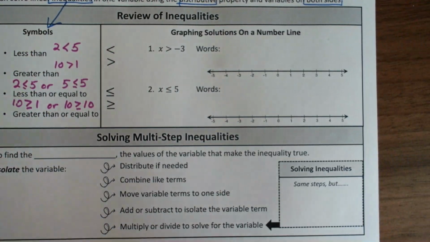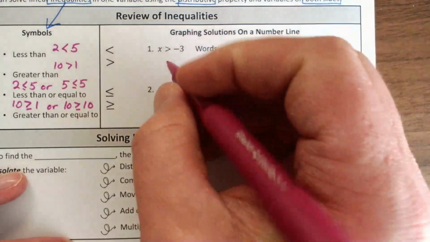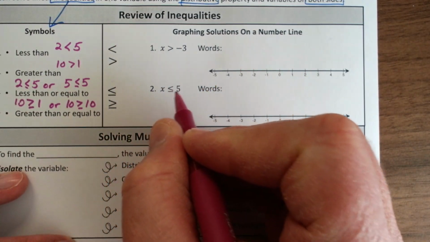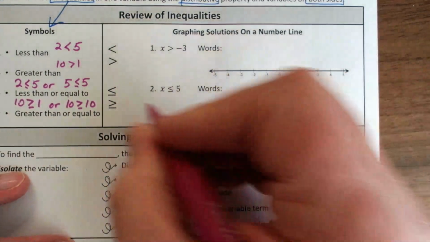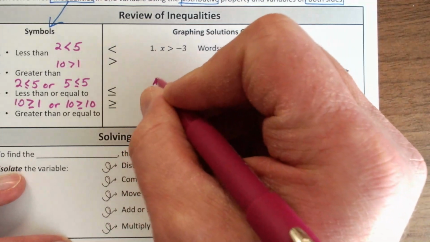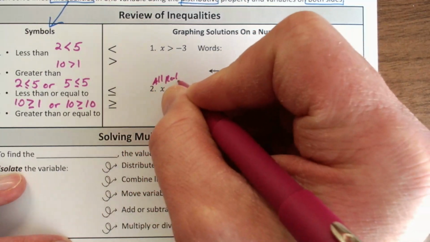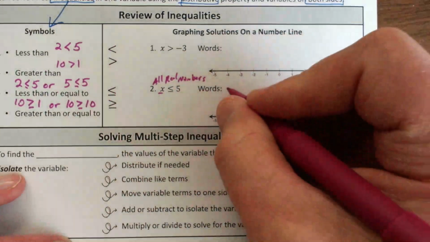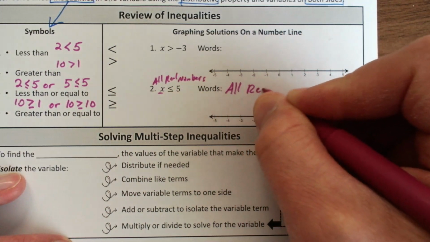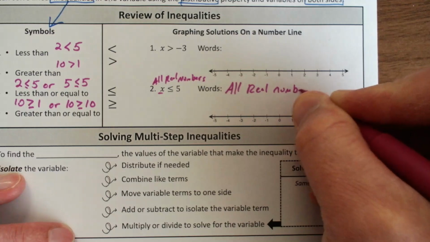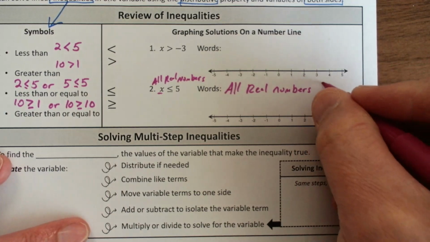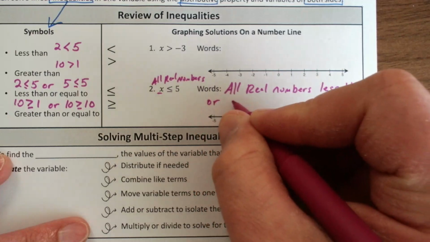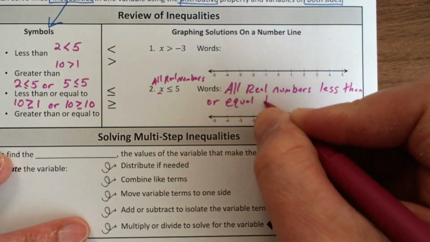So when you're graphing these, I'm going to start with this one on purpose. This is saying x is less than or equal to 5. So in words, because we have x, we're going to say all real numbers. That's what x means. It's a variable. So in words, all real numbers less than or equal to 5.